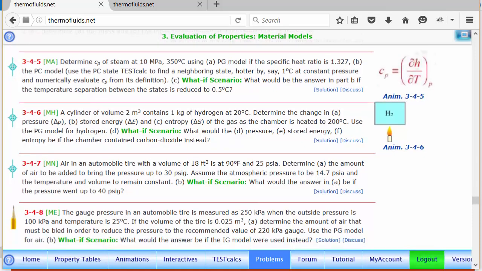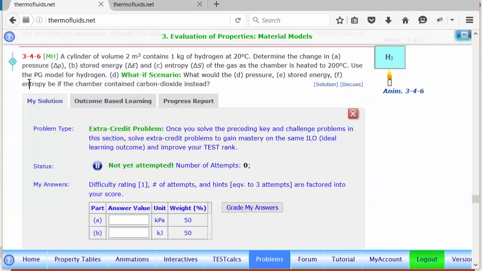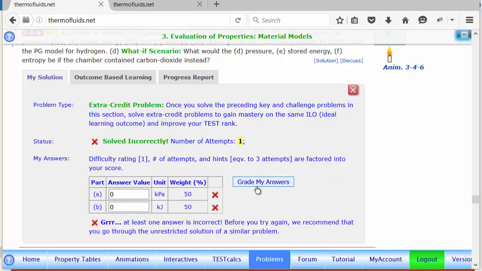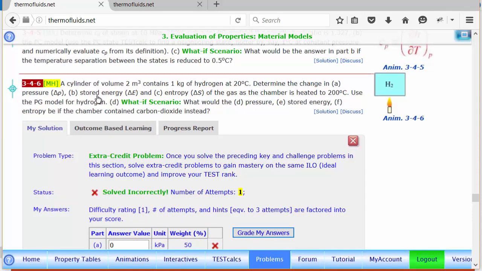Okay, so now how do I know if we have solved the problem correctly? For that, you just click on the problem number, and that brings up a dialog box, and there it tells you that you have not yet attempted the problem. Number of attempts is 0. So suppose I arbitrarily put some number here as an answer, and it will say, uh-oh, these answers are incorrect, and your number of attempts is going up.